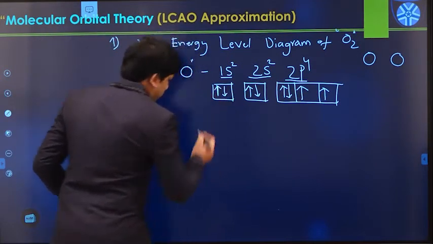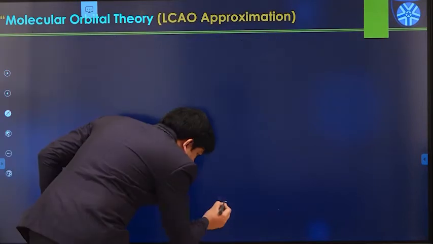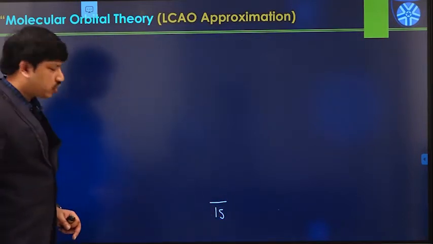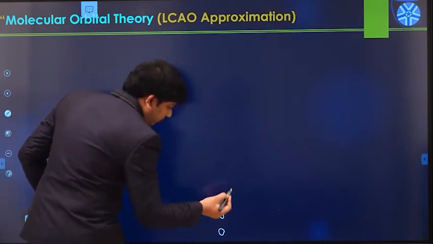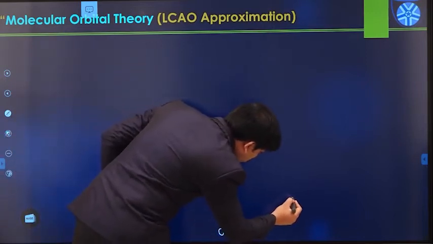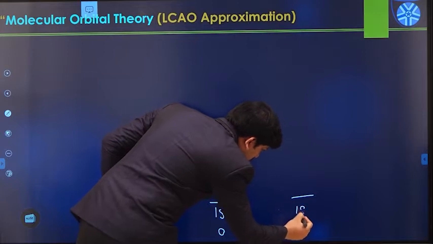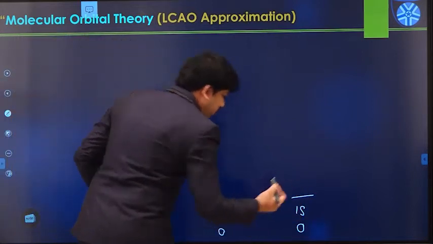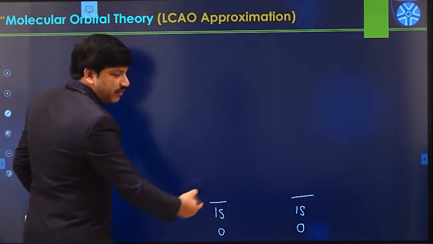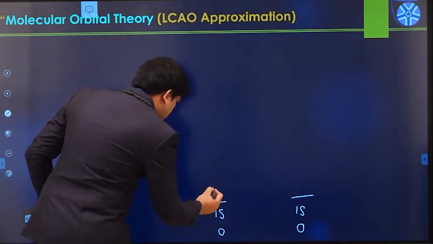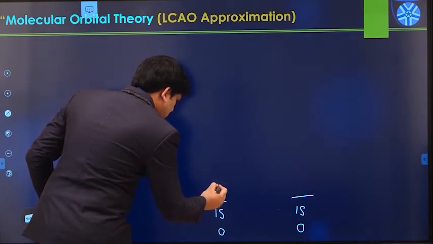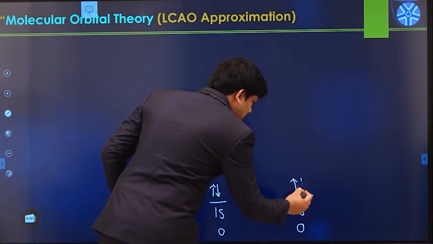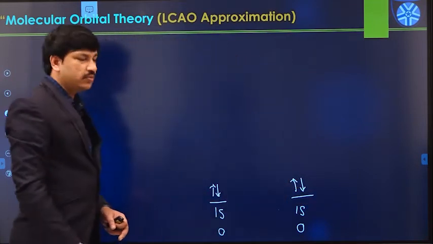So first, for timing I am arranging this one. So this is the 1s atomic orbital of first oxygen atom, and this is the 1s atomic orbital of second oxygen atom. Both are actually having same energy, and this 1s orbital actually contains 2 electrons like this, and this one also contains 2 electrons like this.